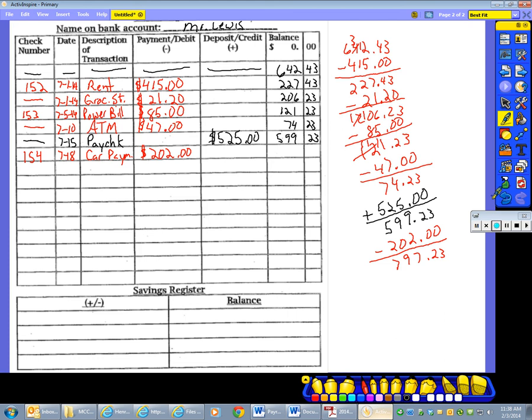I'm adding that last one. 5 minus 2 is going to be 3. Oh yeah, be careful. This is costing me money. I almost made a terrible checkbook mistake by saying that it was a deposit, but it's not a deposit. It's costing me money. So 5 minus 2 is 3. So now my ending balance is $397.23. All right.